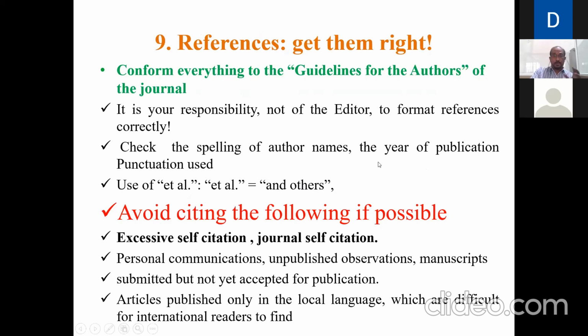Suppose when you are writing your reference papers or literature survey, if the paper has a single author, you can mention that name. Otherwise, if there are more than 2 authors, you can use the words et al. That means and others, right?